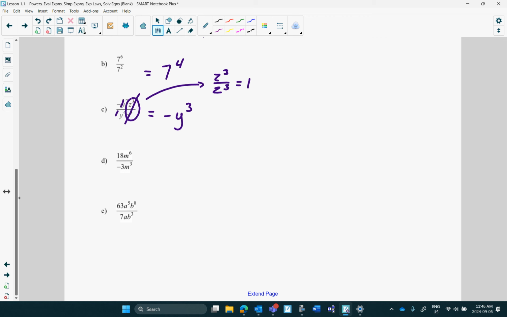How about this next one? Divide 18 by -3, you get -6. Then do your division exponent law to get m to the third. Here we got to do divide numbers, division exponent law, division exponent law. So we got to do 63 divided by 7, then a to the 5th divided by a, then b to the 8th divided by b to the 3rd. And remember, a is the same as a to the first. So what would my final answer be?